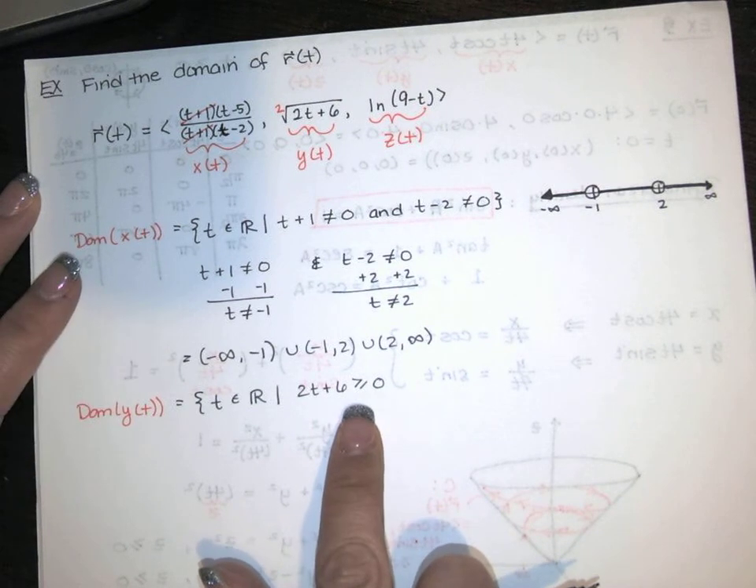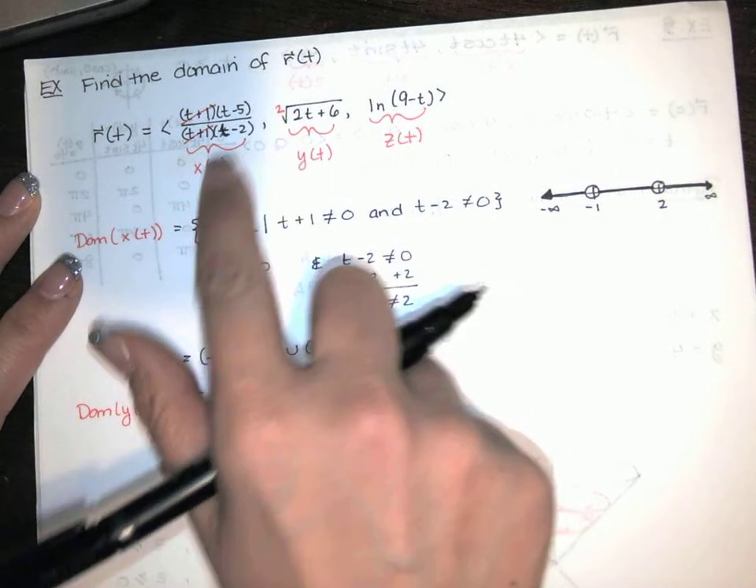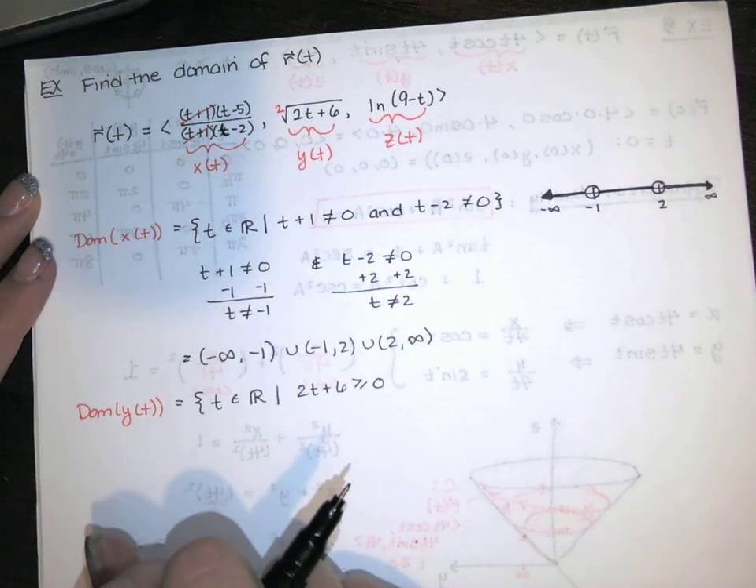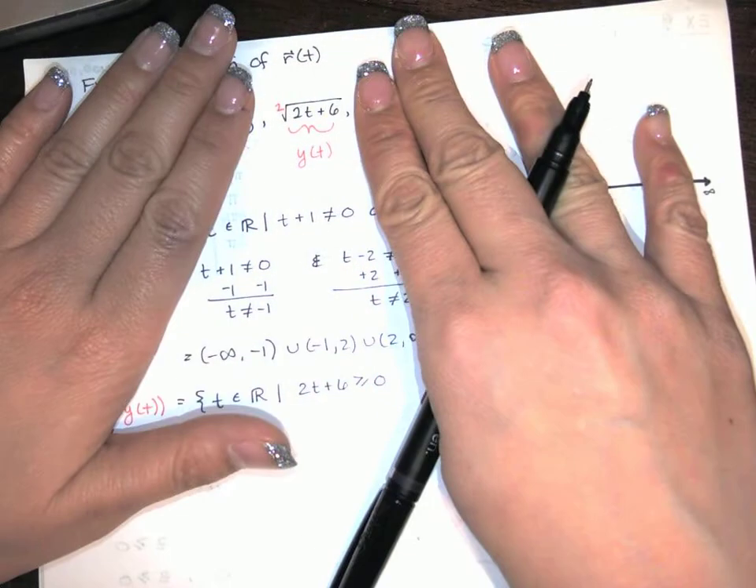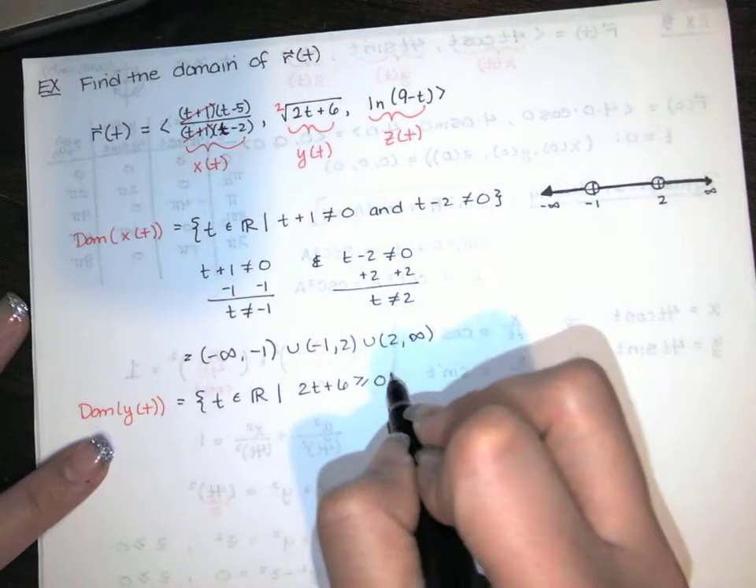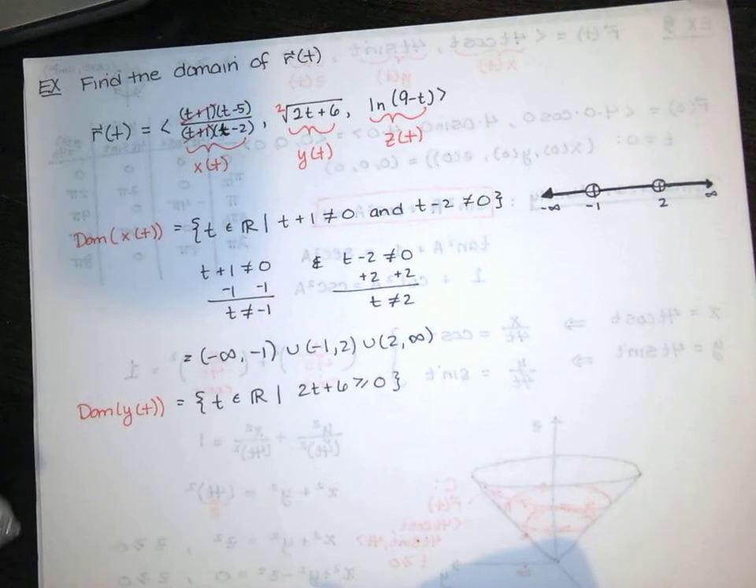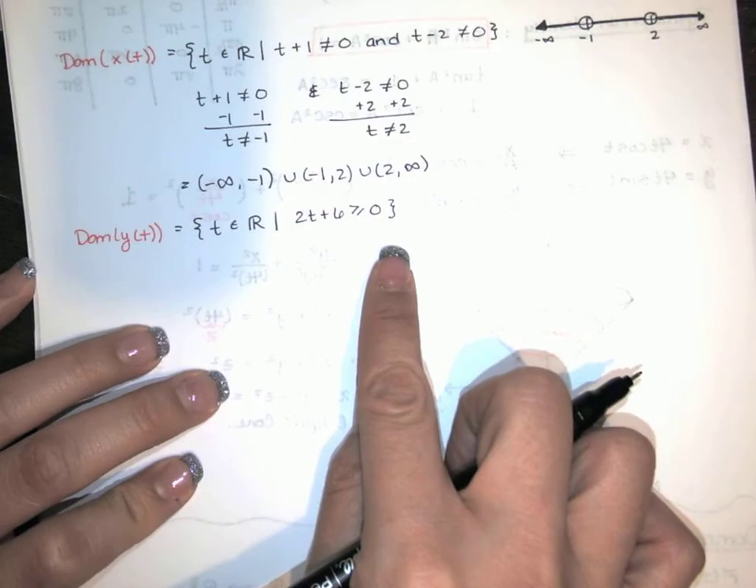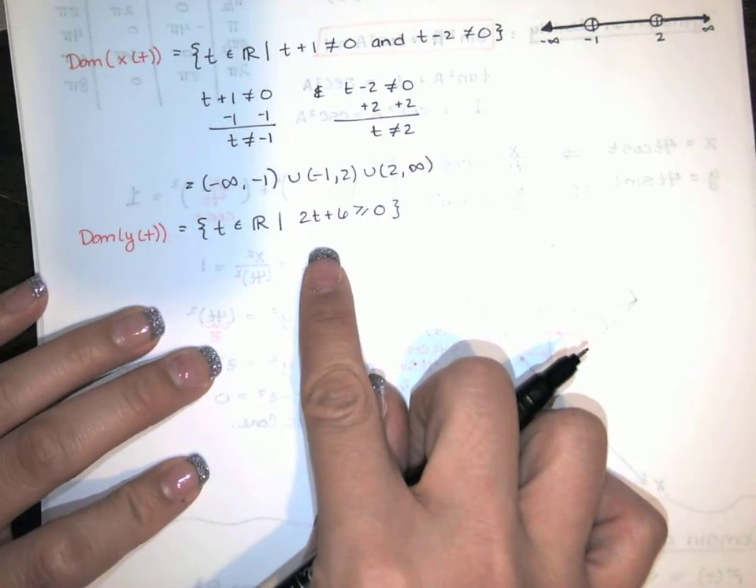And let's see if there's anything else. We couldn't divide by 0. We can't take even roots of negative numbers. We cannot take the logarithm of a negative number or 0. Are there any logs in y of t? Hope you said, no, Miss Townsend. Okay, so we're done. This is our domain for y of t. You just have to get t by itself now.